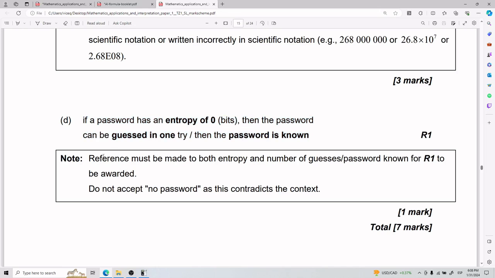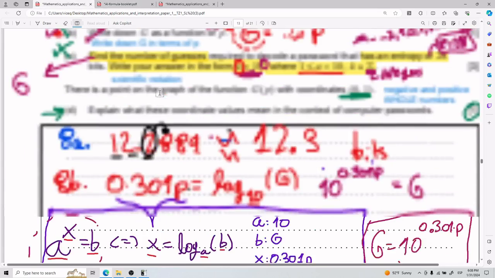Again, notice how they tell you references must be made to both entropy and number of guesses. That's really just using the buzzwords: entropy for p, guesses for g. But yeah, that is about it for this number.